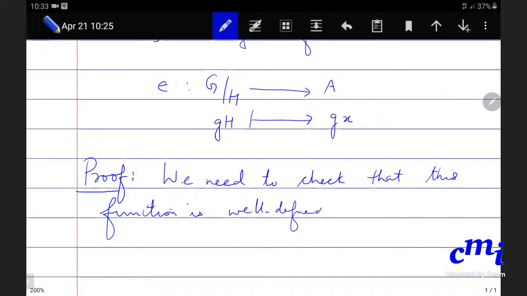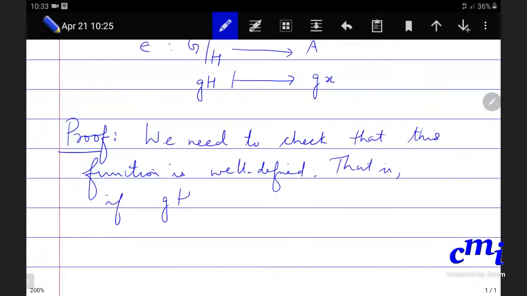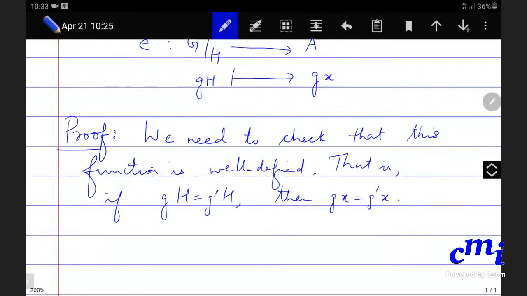Although we write gH, it is just a coset. It can be written as gH or some other g prime H. The right side expression refers to that specific g, while the left side expression doesn't actually refer to that specific little g, it just refers to a set. So if gH is equal to g prime H, then gx is equal to g prime x. We need to show this.